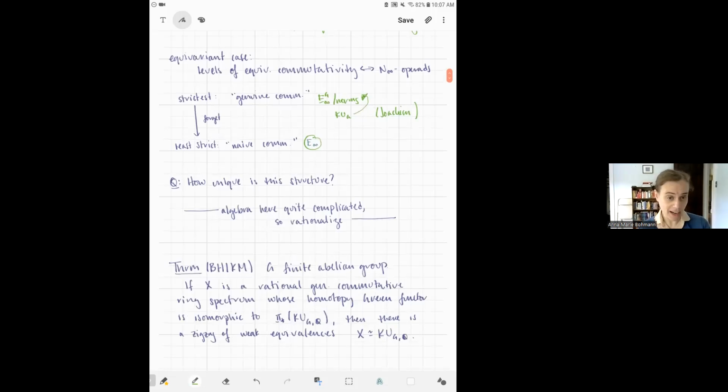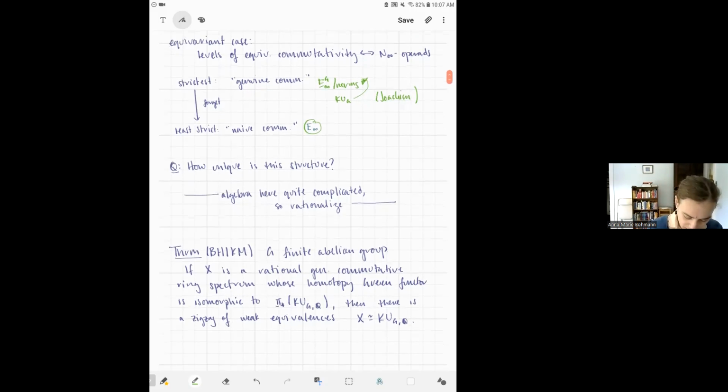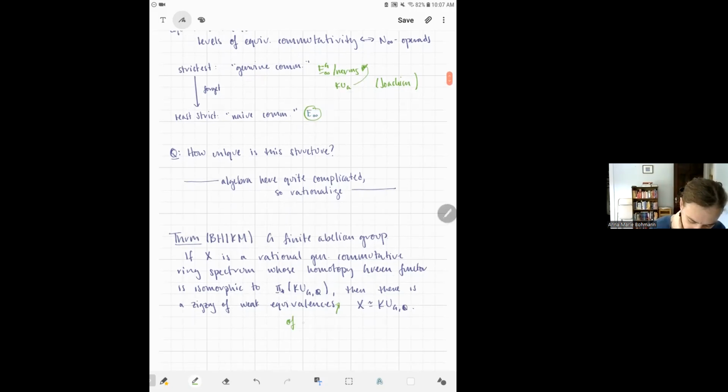So if you have a finite abelian group, and you look at a rational spectrum that has this genuine commutative structure, so it's the highest level of structure, and its homotopy groups, its homotopy Green functor, so it's homotopy groups with their ring structure, but just at the level of homotopy, that's the same as what you have from equivariant complex K theory, then you get a zigzag of weak equivalences of genuine commutative ring spectra between X and the rationalization of KU. So these are weak equivalences of genuine commutative ring spectra.